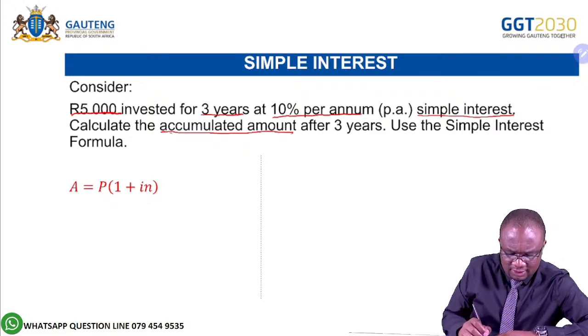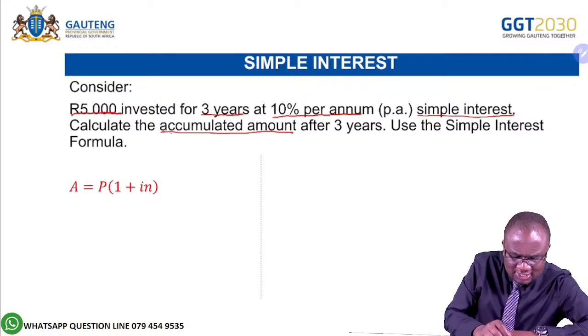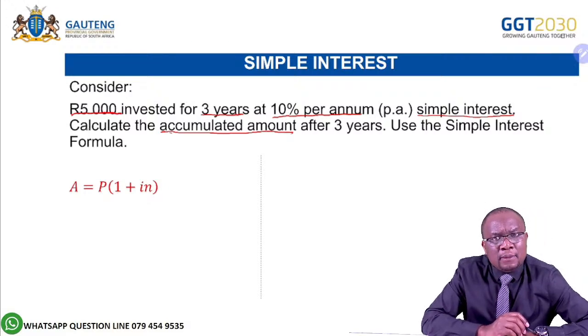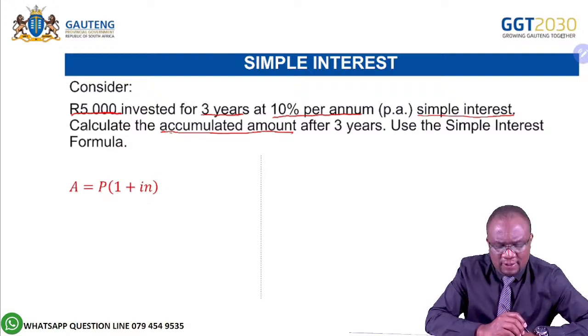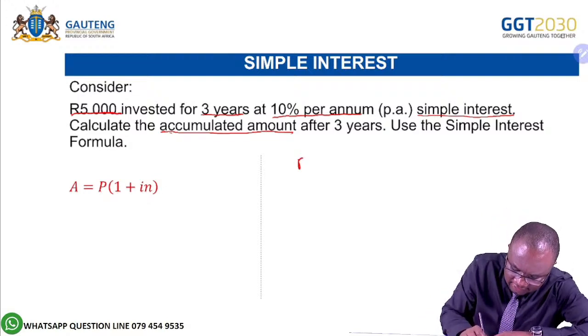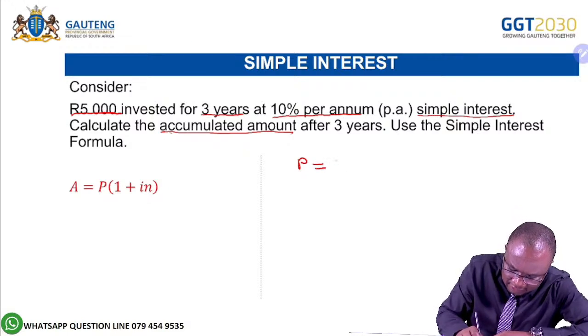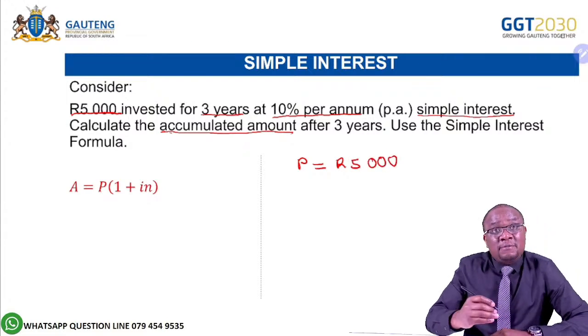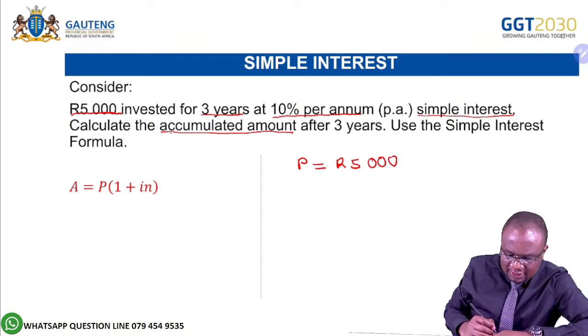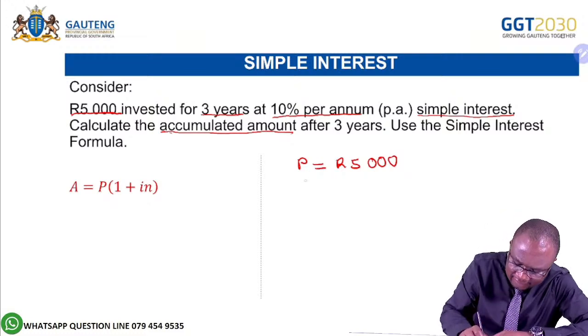What are we given? What is this 5,000? Is it A? Is it P? Is it N? Is it I? That is P. Write your information, write your data. P is equal to 5,000 rand. When you do that, it becomes very clear for you. And then 10%, that's I, 10 over 100. We can write it as the decimal 0.1.